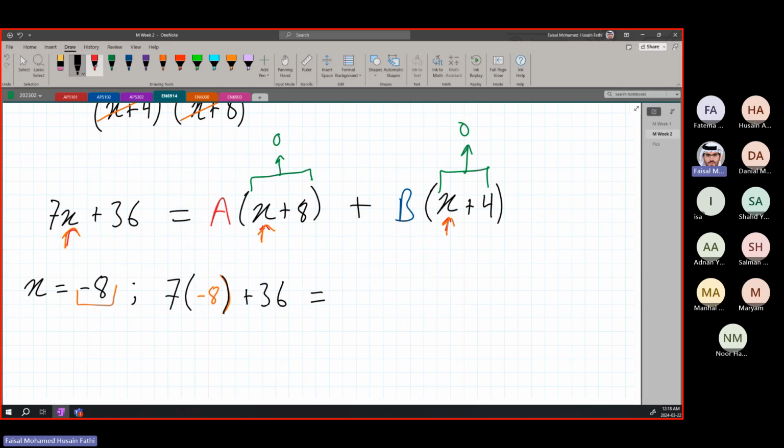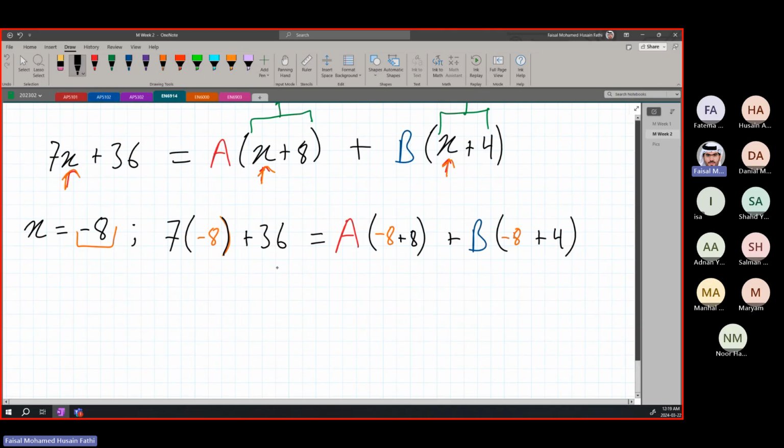is equal to A times minus 8 plus 8 plus B into minus 8, sorry, plus 4. Okay, minus 8. We're just substituting in minus 8 into all of these. Okay? And now we're just going to solve this equation. So 7 times minus 8 plus 36 is equal to A into minus 8 plus 8 plus B into minus 8 plus 4. And now we're going to solve this equation.